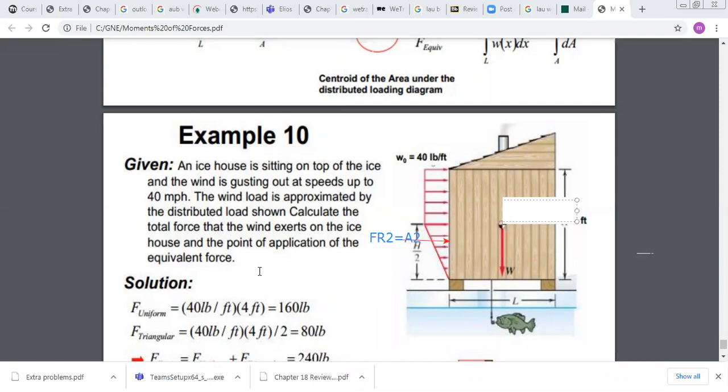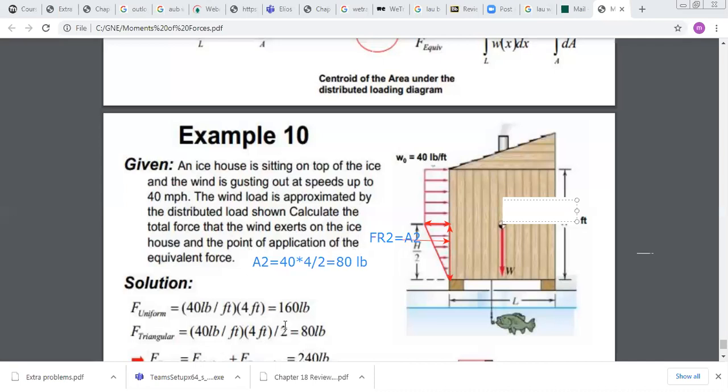How to calculate the area of the triangle? I have the width here. The width here is equal also to 40 lb per feet. The length here is equal to 4 feet. Okay? So now I can calculate A2. A2 is equal to 40 times 4 over 2. Okay? Because for a triangle, it's base times height over 2. It's equal to 80 lb.